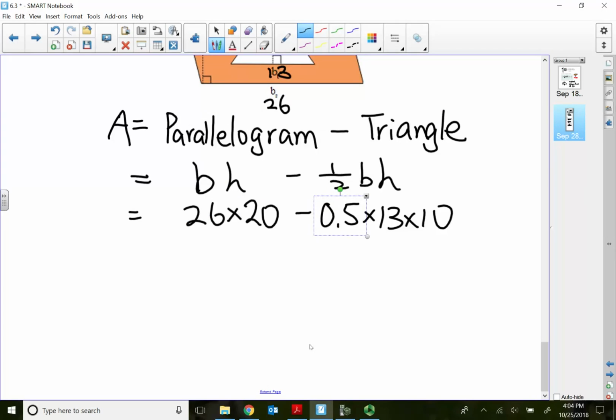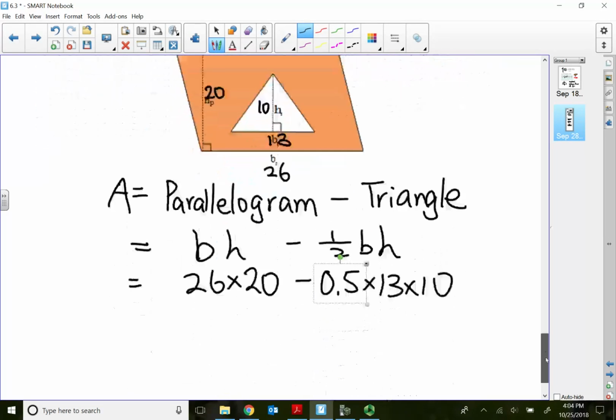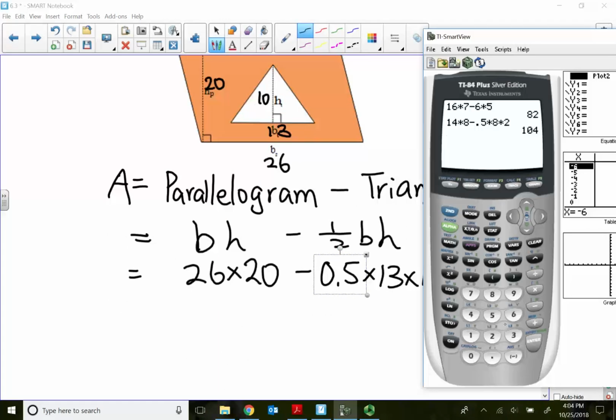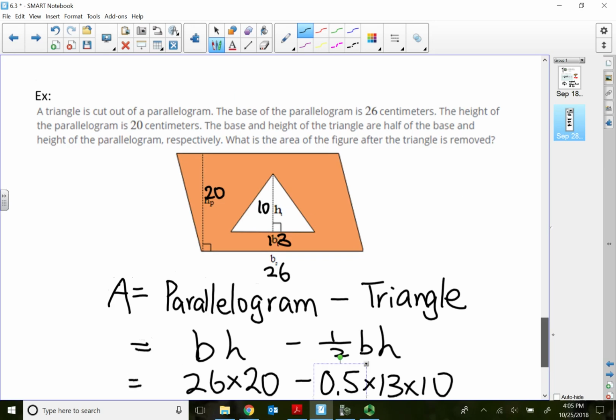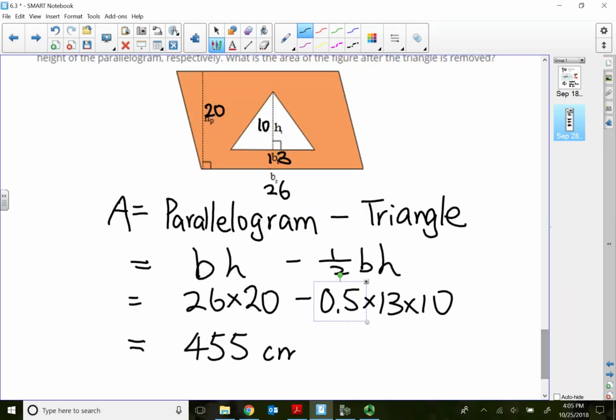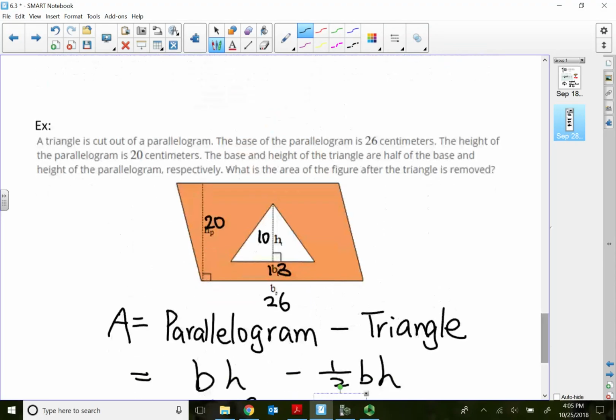Okay. Let's see what it is. 26 times 20 gave me 520, minus 0.5 times 13 times 10. So that would be 455. All right, what were my units? Square centimeters. Okay. So all this wording here is just trying to tell me the dimensions of the triangle that would need to be cut out.